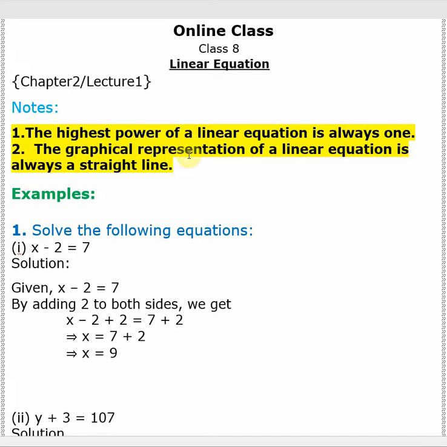The graphical representation of a linear equation must be a straight line. This is also important. A linear equation is called linear because it gives us a line, a straight line. It will never give us a curved line or anything else. It will always be a straight line in the graph.